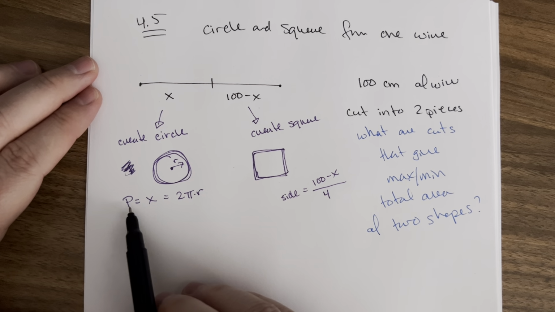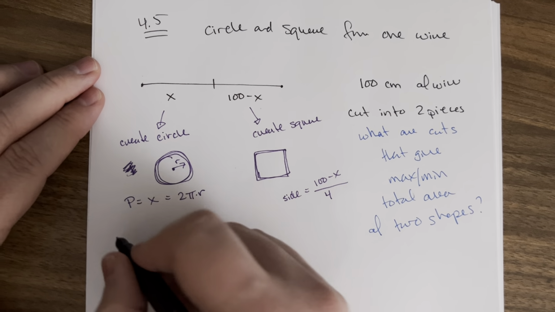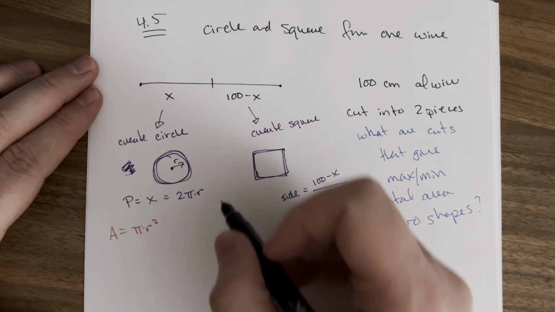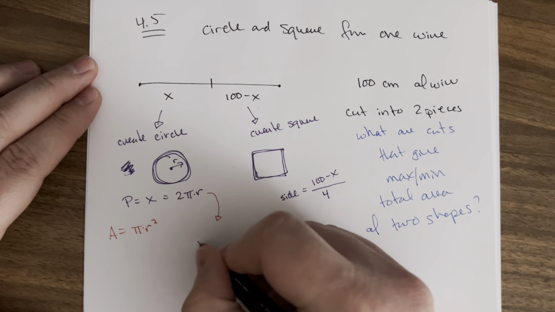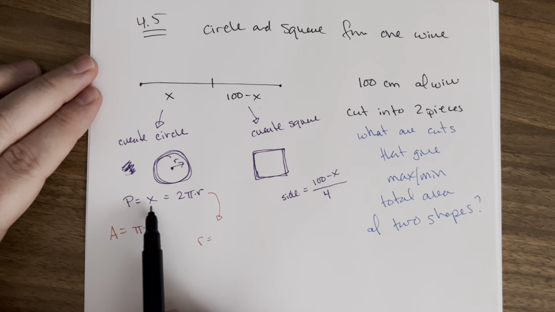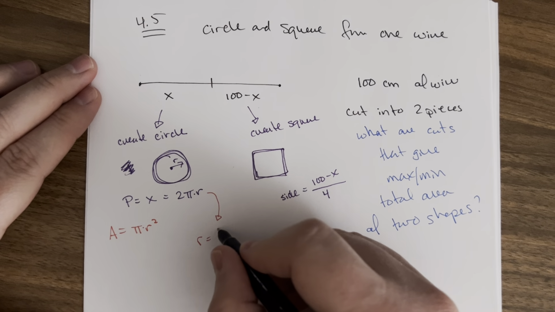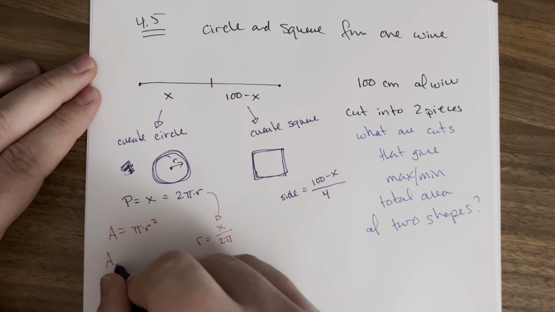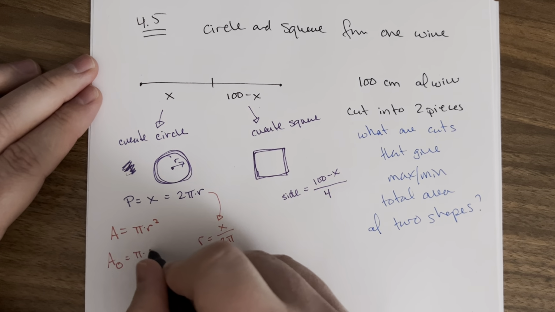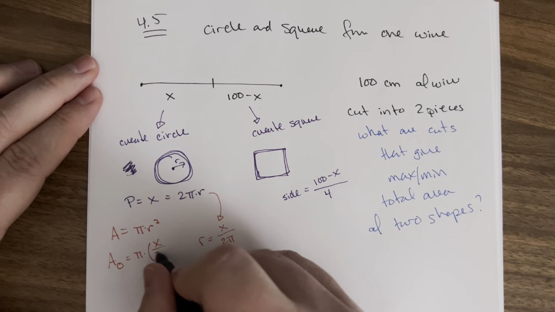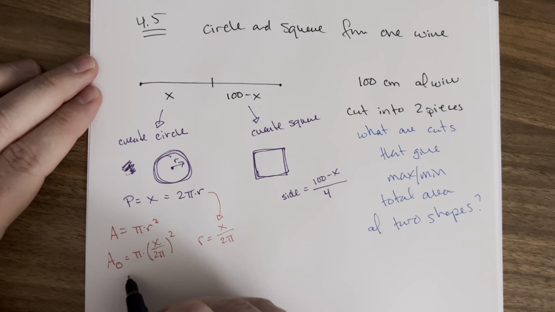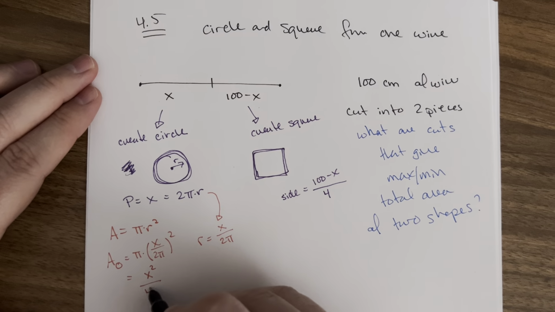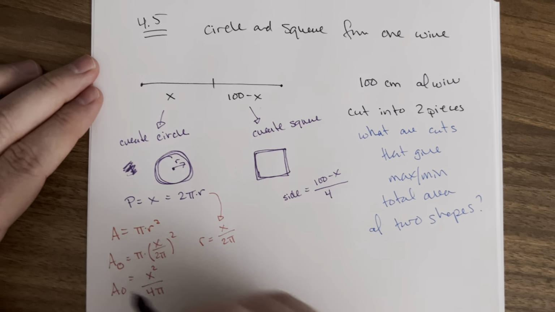So the perimeter is x, is 2 times pi times the radius. Area for a circle is pi times r squared, right? And so what I need then is, what's the radius in terms of x? Well, if I divide by 2 pi, I can see pretty quickly the radius here should be x divided by 2 pi. So the area for my circle would be pi times x over 2 pi, quantity squared. That would be pi times x squared over 4 pi squared. So that becomes x squared over 4 pi. That would be my circle area.